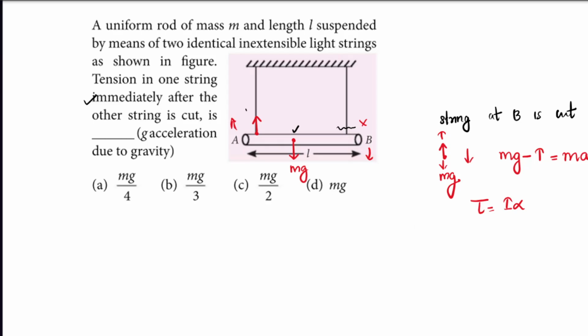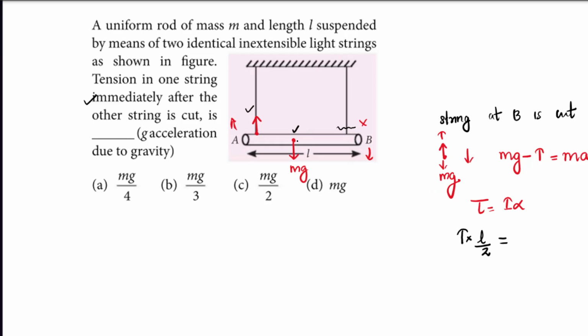But there will be a torque due to tension. So that torque I can write as force times the distance from the axis of rotation. So tension is the force multiplied by the distance from the center, which is half of the length of the rod, so L by 2, is equal to I alpha. I is the moment of inertia of the rod about the point which we are considering the rotation.